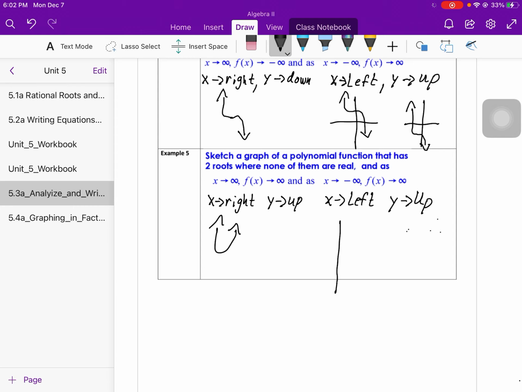How would we have a graph where none of them are real? Meaning we can't touch the x-axis. So basically you just got to put it above the x-axis like this, and there's your answer.